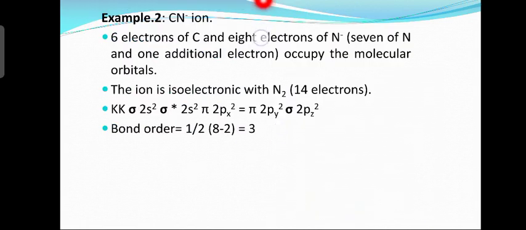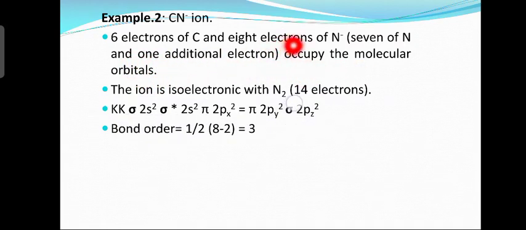Next, another example is being given here: the CN minus ion, or cyanide ion. Which heteroatoms are present? Carbon and nitrogen. There are 6 electrons of carbon and 8 electrons of N minus. Why 8? Nitrogen has 7 electrons, and the minus sign means one more electron, so 7 plus 1 additional electron, altogether 8, occupy the molecular orbitals.